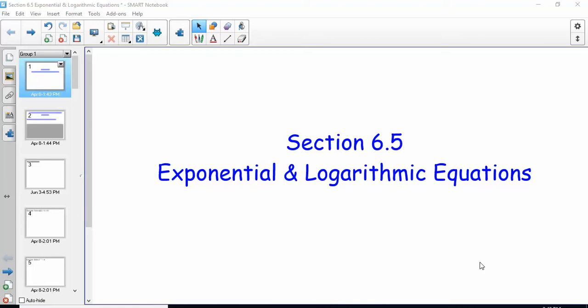Finally moving on to something new. We are going to talk about solving some equations today. We have exponential equations that we are going to focus on.